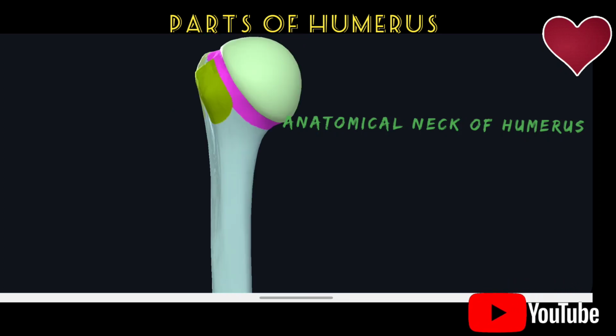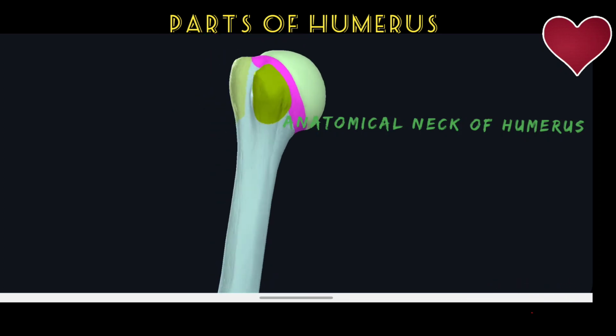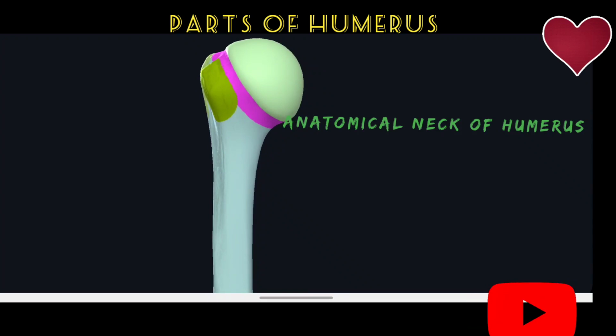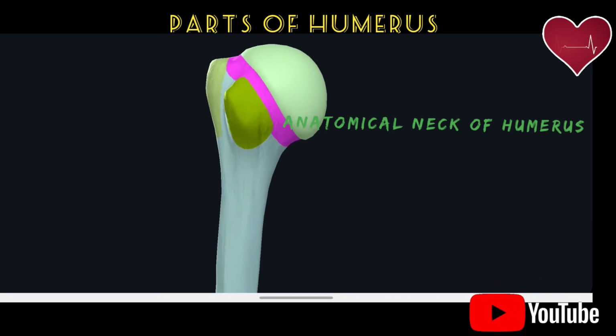And the next part is the anatomical neck. The anatomical neck of the humerus is the short, constricted part of the bone that connects the head and body of the humerus, and it is formed by the shallow groove which encircles the head of the humerus.